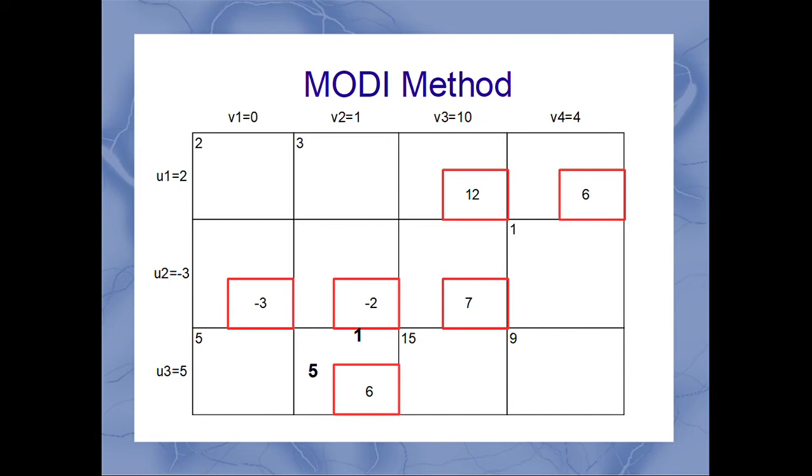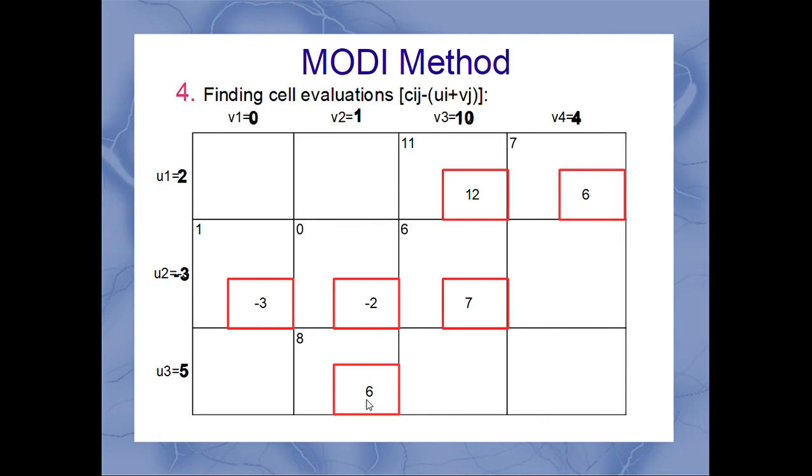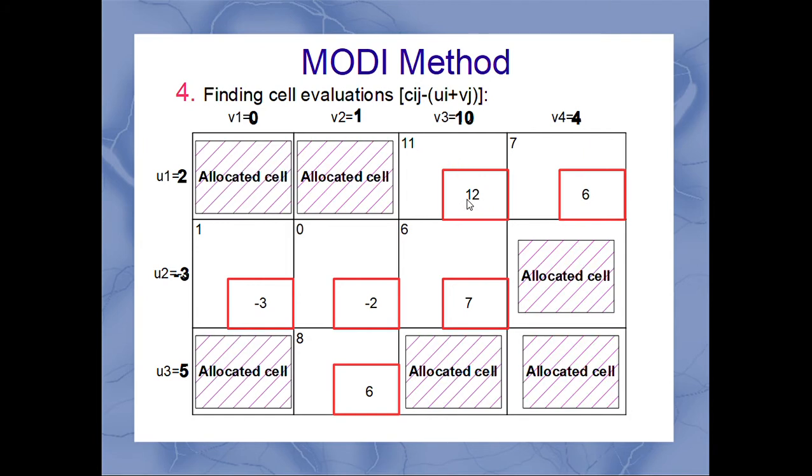So for this cell, we are taking the row value and the column value, and adding these two, we will get the number. And for these cells, we have to take the cost values. So we have taken the cost value for these cells. And we are going to find the cell evaluations by subtracting cost minus ui plus vj. This is our ui plus vj, and we are going to subtract this number from the cost value. So here these are all allocated cells.